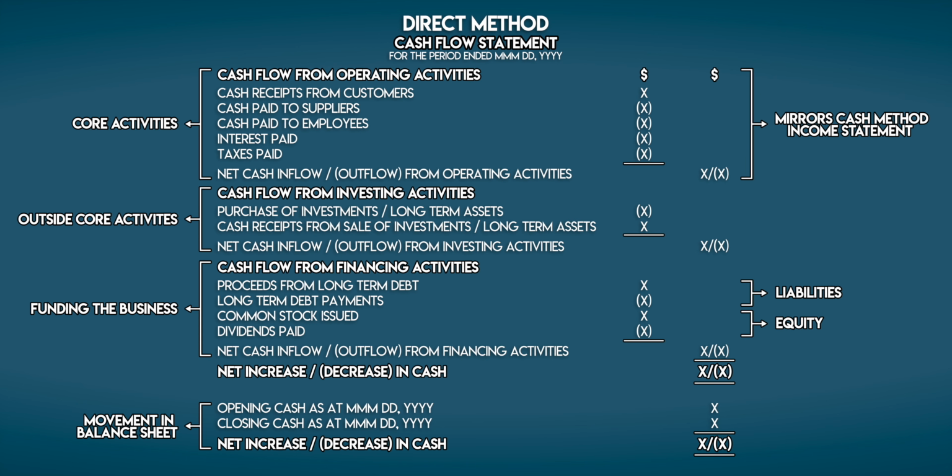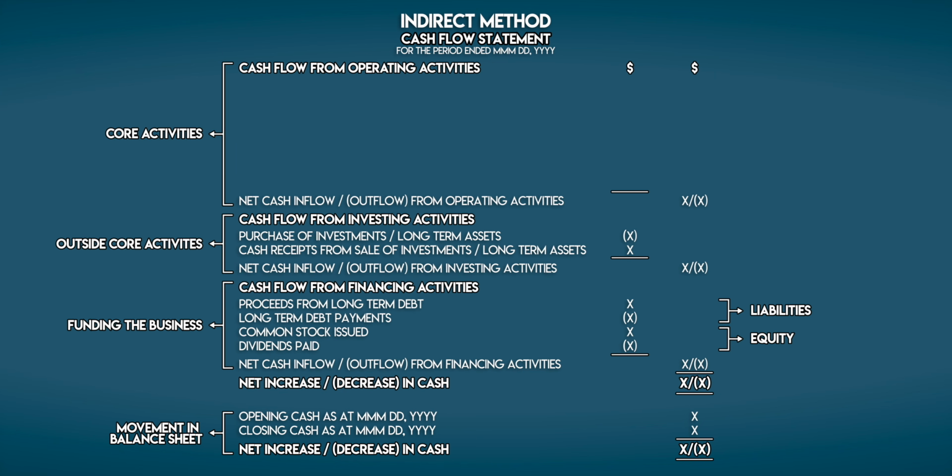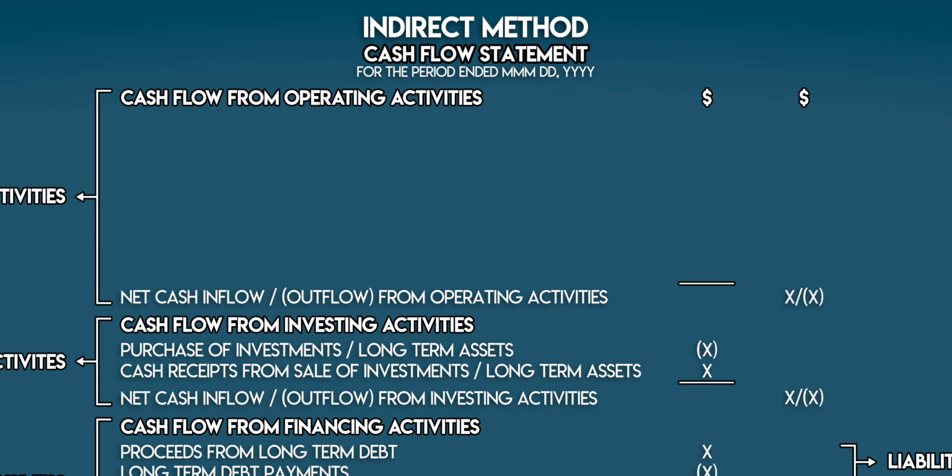When we add up the net cash flows from operating, investing, and financing activities, we can reconcile the net increase or decrease in cash back to the movement in the balance sheet. Now, how does the indirect method work? The only section that changes is cash flow from operating activities. We use 3 steps to work it out.